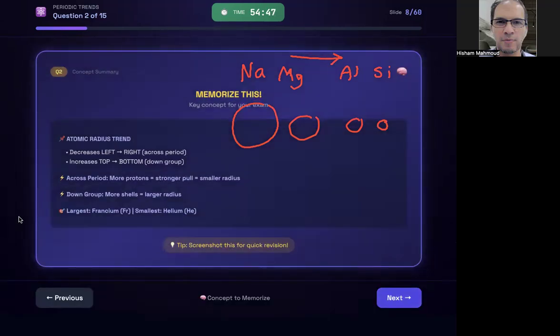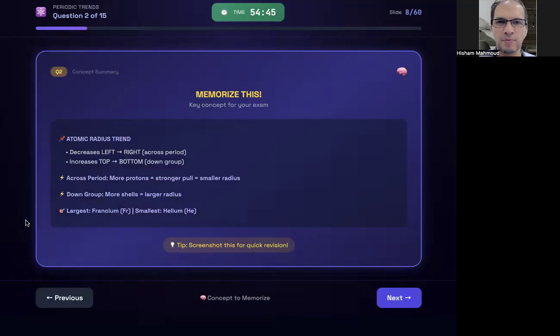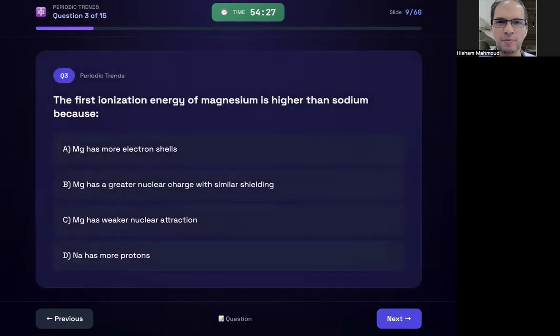Let's memorize this: atomic radius decreases from left to right and increases from top to bottom. Across the period, more protons plus stronger pull equal a smaller radius. Down the group, more shells equal a larger radius. The largest atomic radius is francium and the smallest is helium. Let's move to the next question.